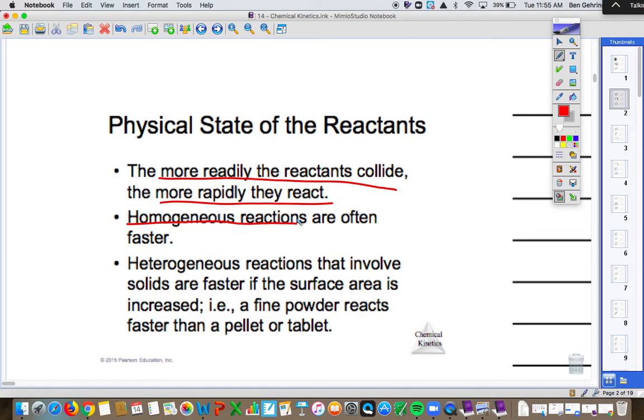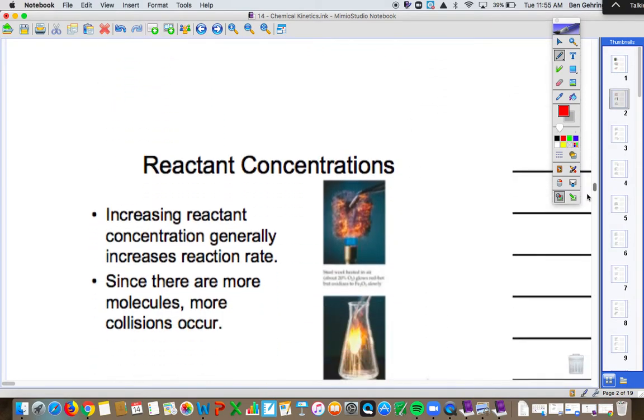Homogeneous reactions happen faster. Heterogeneous reactions involving solids are faster if the surface area is increased. So solids work well if there's an increased surface area. For example, a fine powder reacts faster than a pellet or a tablet. And we can see this in lab. We look at magnesium. We can have a strip versus magnesium powder. But that is what happens, and that's all based on surface area. So the more surface area, the faster the reaction you have.